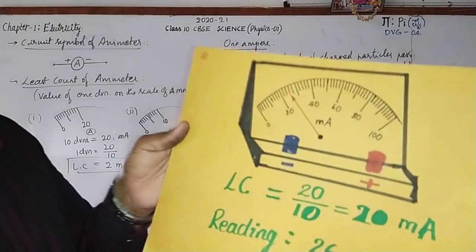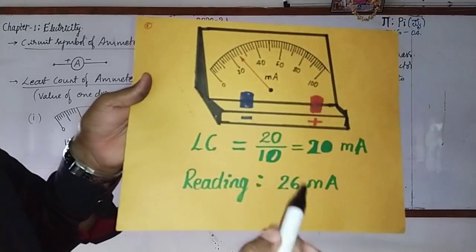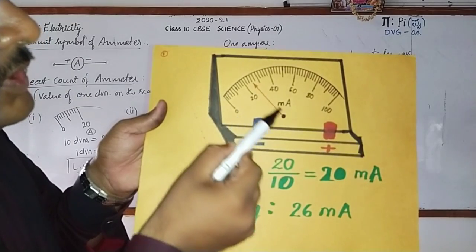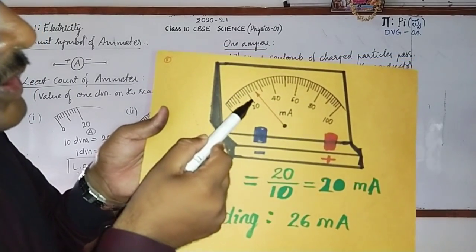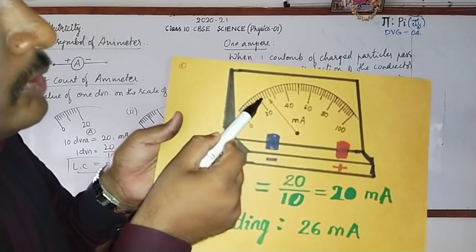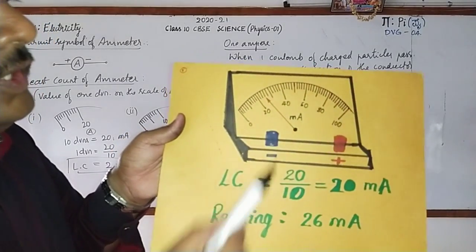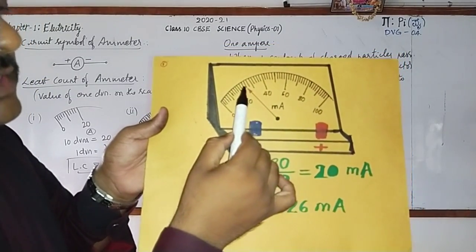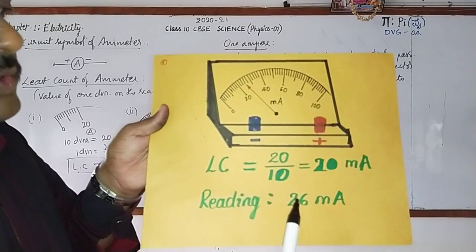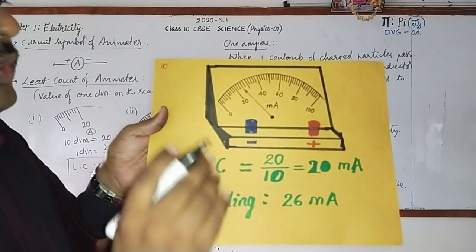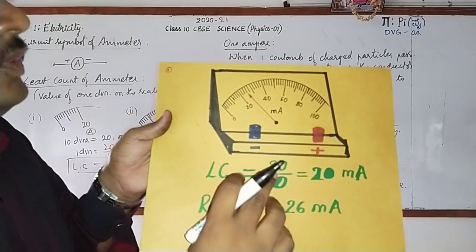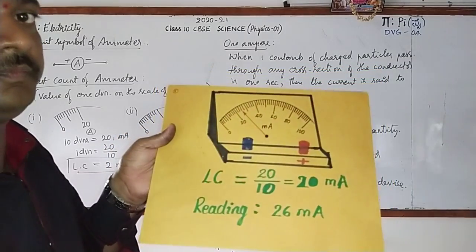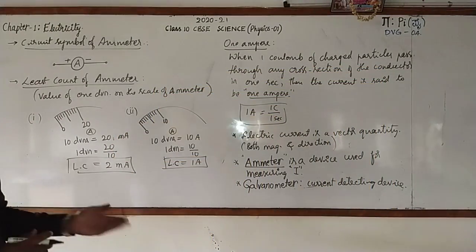Similarly, come to this one, where current is measured in terms of milliamp. Here, observe the needle. After the 10th division, it is at the 13th division. In this ammeter, the least count is 2 milliamps. The 13th division is there, so 13 into 2 is 26 milliamp. So this is how we can measure the current flowing in the conductor using the ammeter.